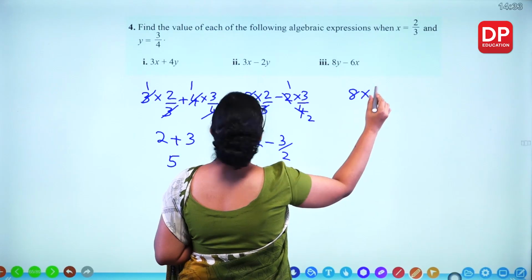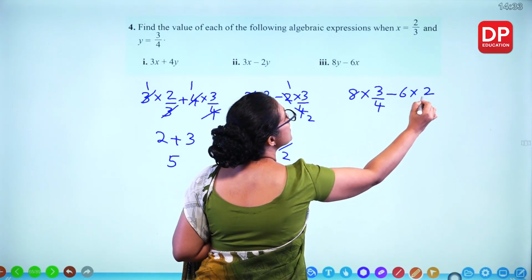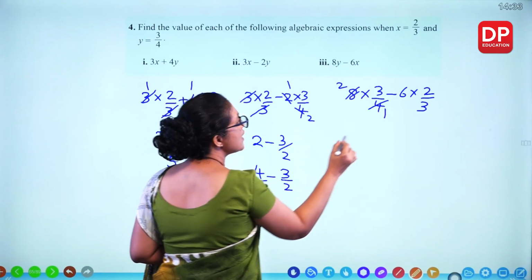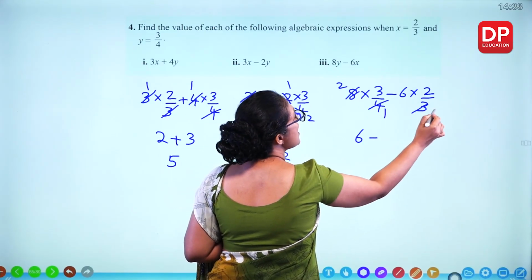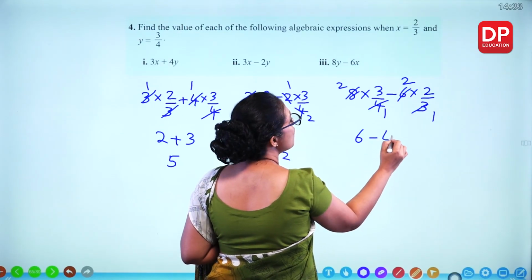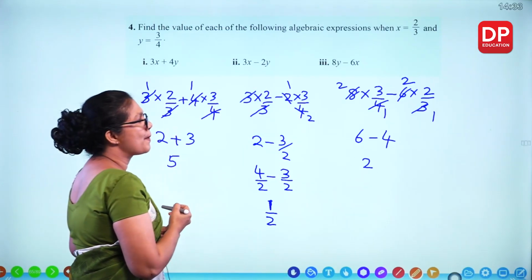8y, y is 3/4. Minus 6 times 2/3. 4 times 1, 4 times 2. So you get 6. 3 times 1, 3 times 2. You get minus 4. 6 minus 4, 2.